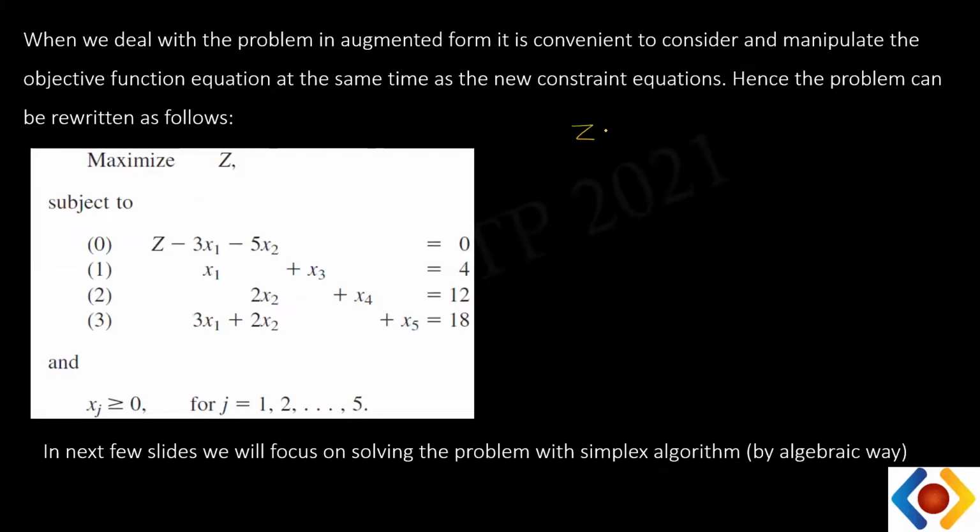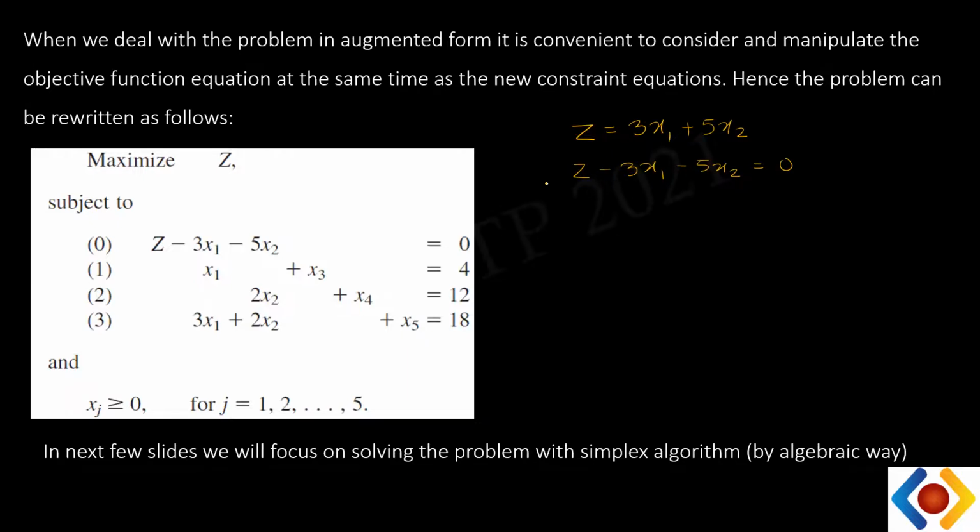What is our objective function? Z is equal to 3x1 plus 5x2, right? So I'm just rearranging the terms, and can I rewrite it as Z minus 3x1 minus 5x2 is equal to 0? Can I rewrite it like this? Yeah, if I move everything to the left hand side.